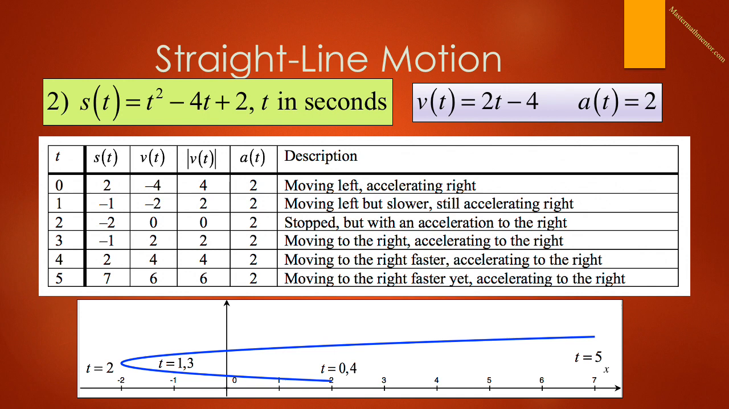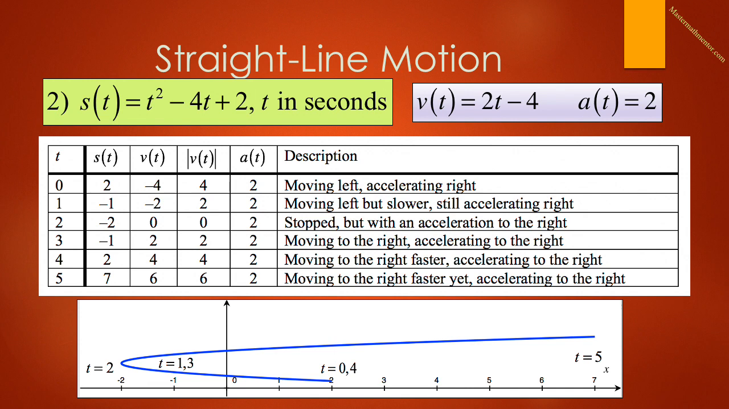We now plot s of t, the position, based on the given values of t. When t is 0 and 4, the particle is at 2. When t is equal to 1 and 3, the particle is at -1. When t equals 2, the particle is at -2. And finally, when t is equal to 5, the particle is at 7.